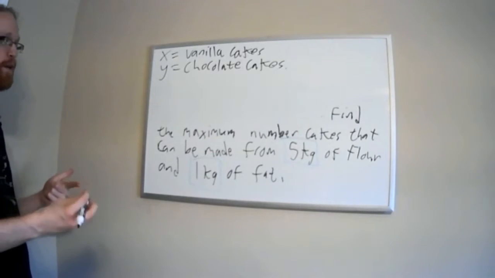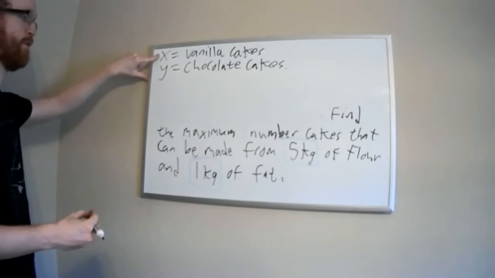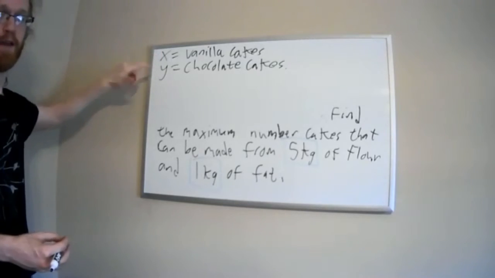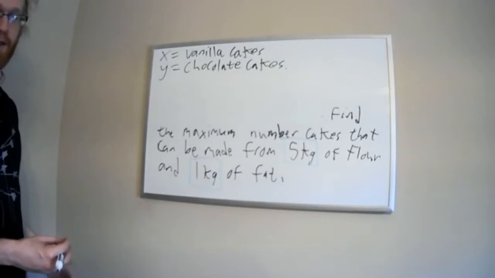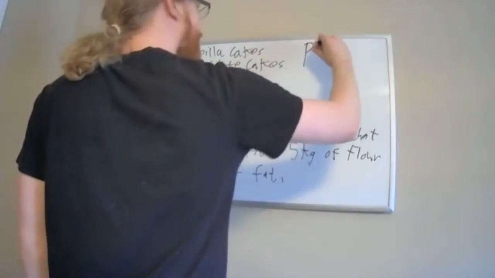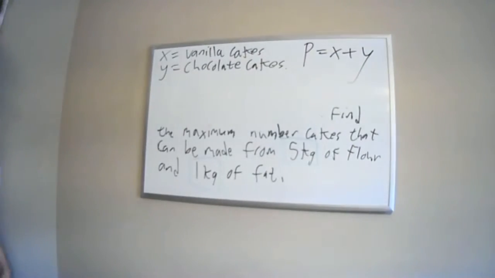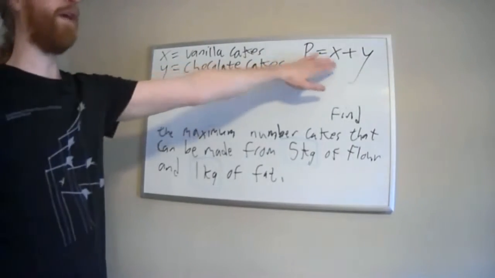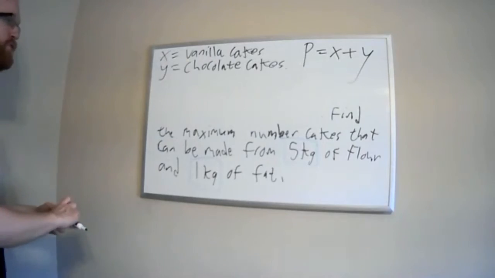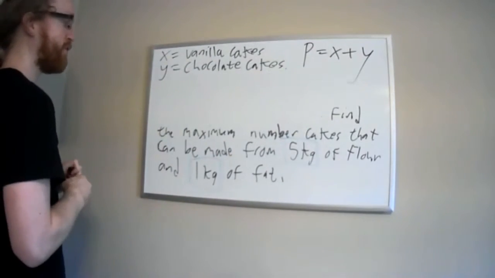But it stands to reason that if I'm making just those two types of cakes, I just need to take the number of vanilla ones that I make and the number of chocolate ones that I make and add them together to get the total number of cakes that I've made. So P for us is just X plus Y. It's just the sum of X and Y. Because this will tell me how many total cakes I have made by just taking the number of vanilla and adding it to the number of chocolate. Okay, so there's our objective function.